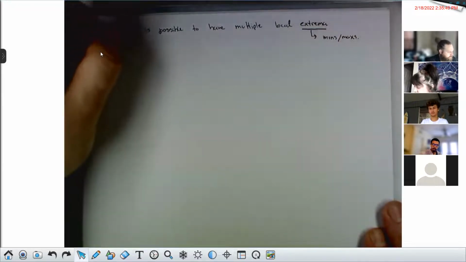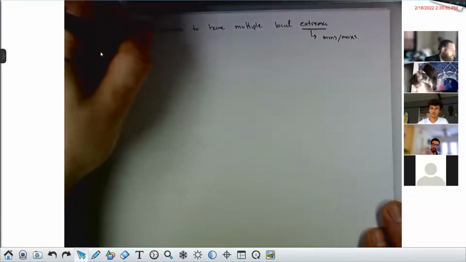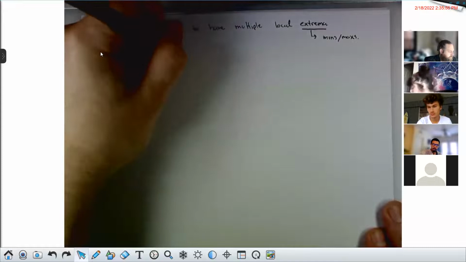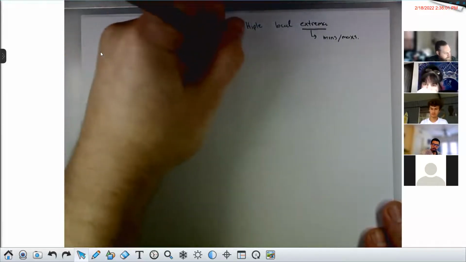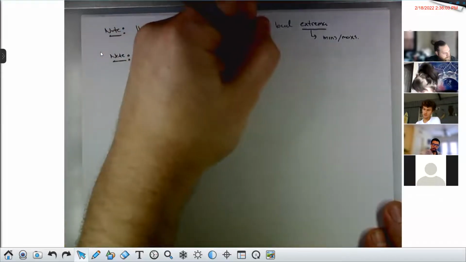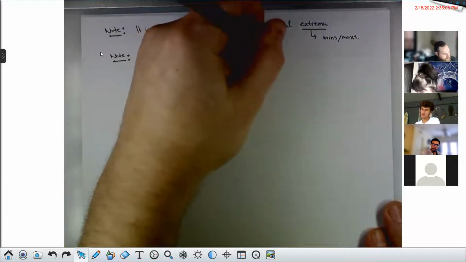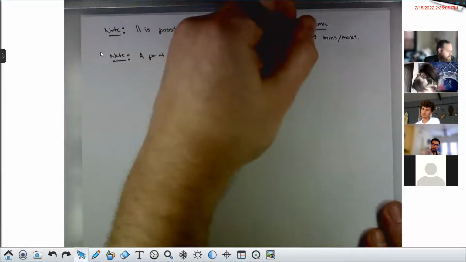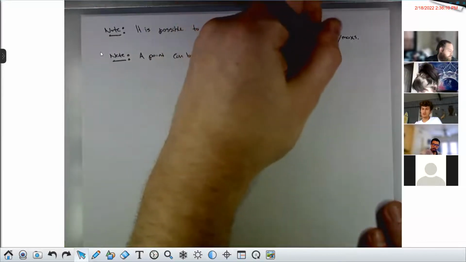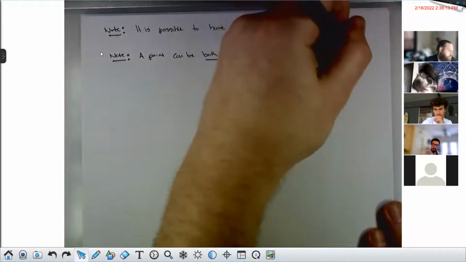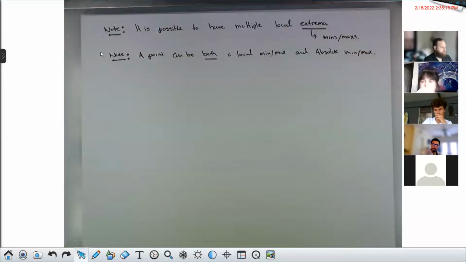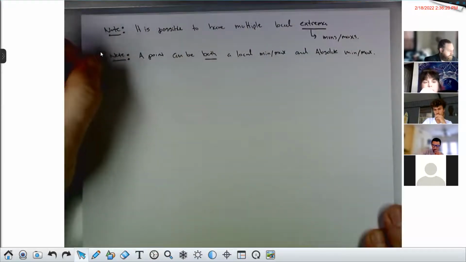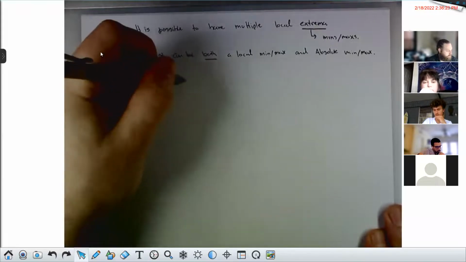Another note. A point can be both a local min or max and absolute min or max. And the example they use of the sine function is a perfectly fine one.